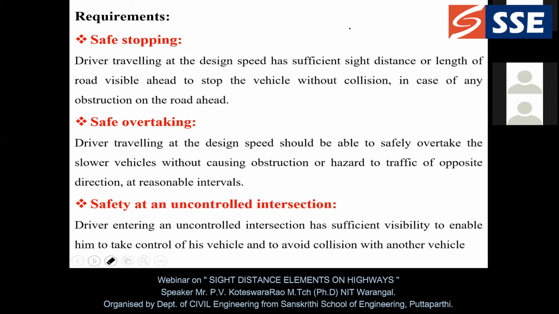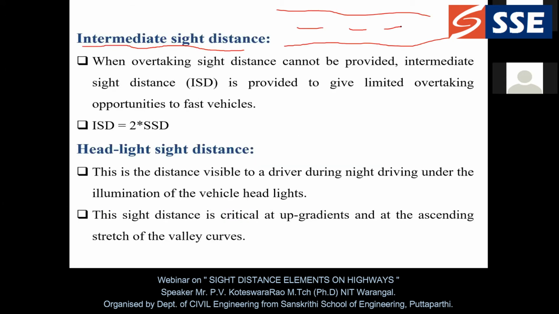So in that case, we are going to... yes, sir? Okay. So here, when it is not possible for us to provide the actual overtaking sight distance, then we go for the intermediate distance, which is in between the stopping sight distance and overtaking sight distance. That one we are calling the intermediate sight distance.